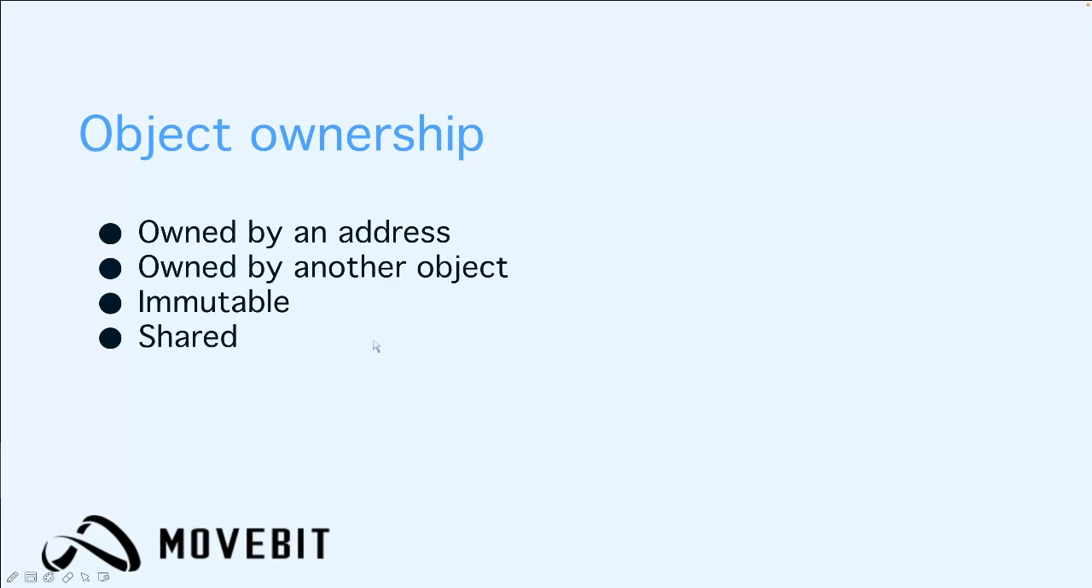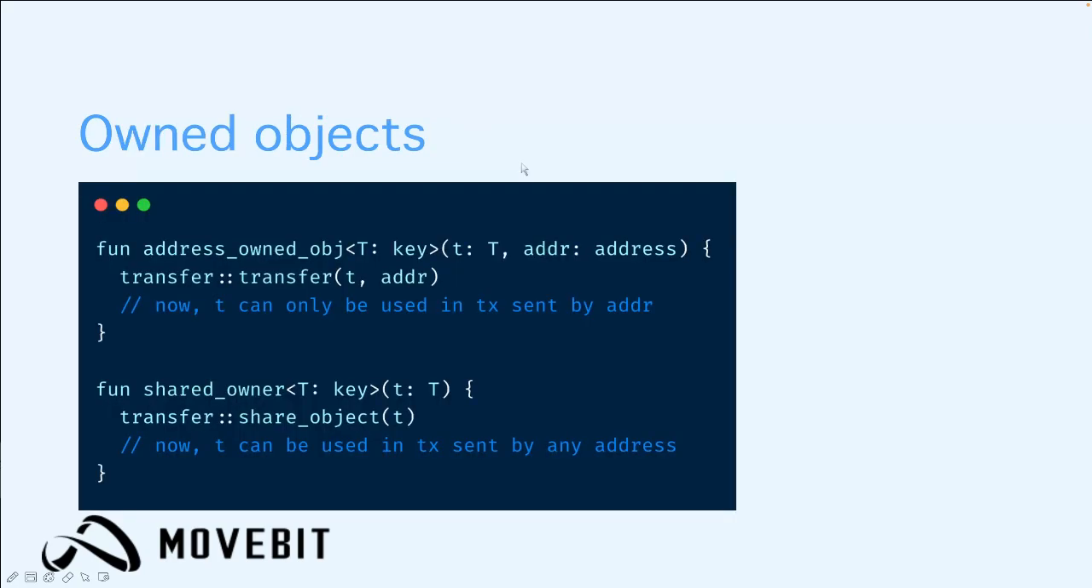All right, so Sui Move provides special functions to operate the ownership of objects. Let's see the code example here. The first one is owned by an address. A Move object upon creation in the Move code can be transferred to the address. After that transfer, the object will be owned by that address, and it can only be used in the transaction sent by that address.